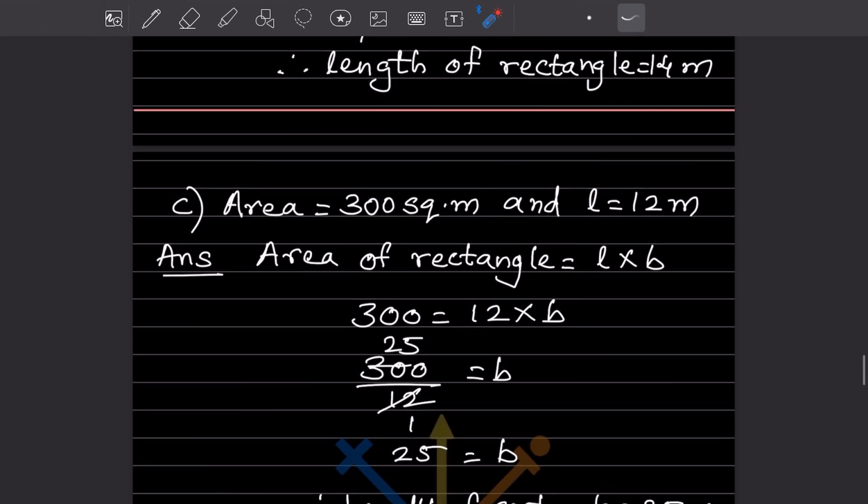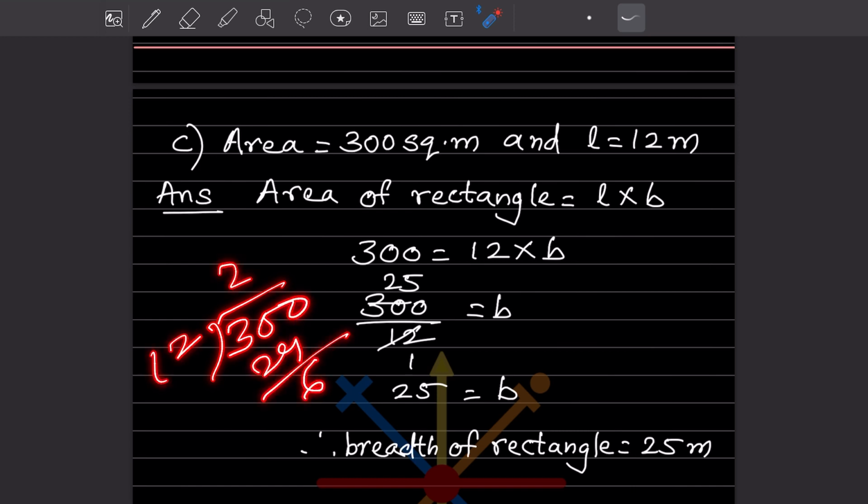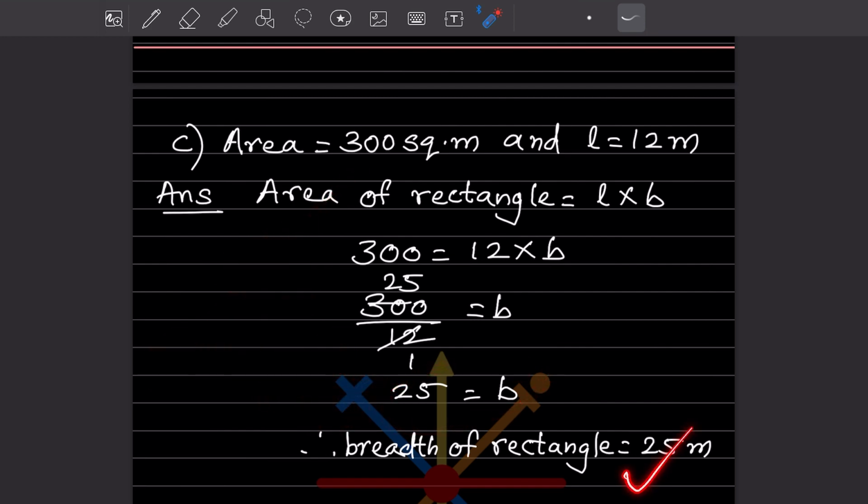Now over here, again what is given here? Area is given and the length is given. So you start with the formula. Area of rectangle, length into breadth. In place of area, 300. Length is 12. We don't know the breadth. This you will write over here. This goes in the denominator. So you divide 300 divided by 12. 12 2s are 24. 60. 12 5s are 60. So your answer is 25. So the breadth of rectangle is 25 meter.